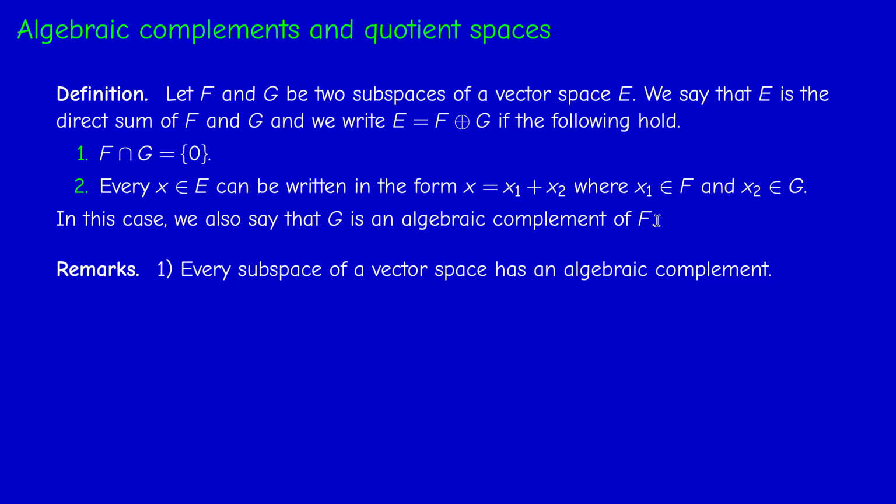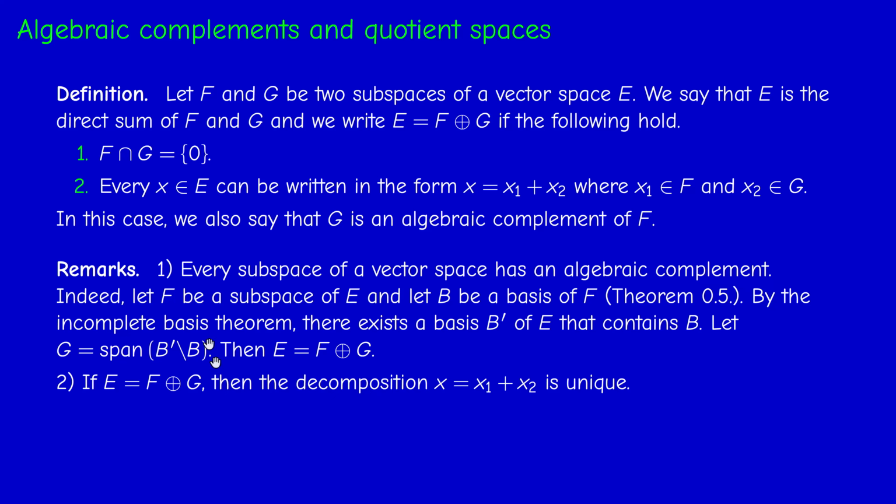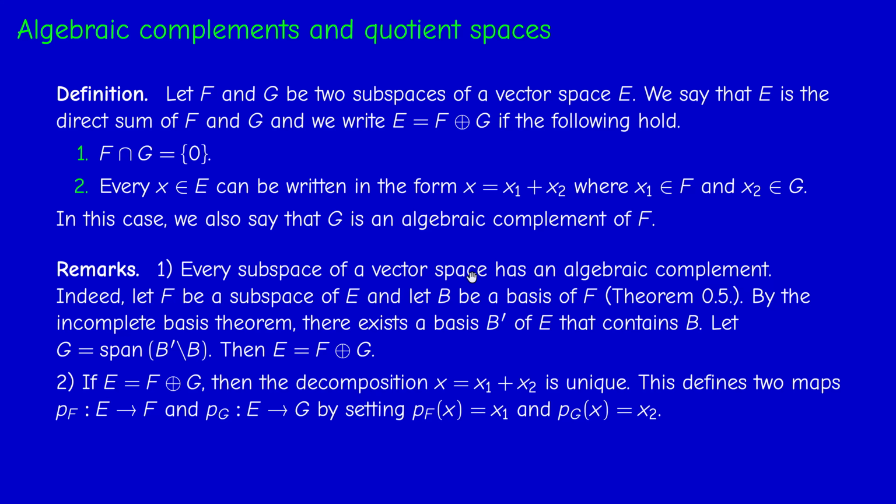So if we take any subspace F of E, as we know, F has a basis according to theorem 0.5. So take a basis B of F. And now complete this basis. So B is linearly independent. So it's not a basis of E, but we can augment it to obtain a basis B prime of E. And therefore, if I take G to be the span of the difference between B prime and B, what I added here, then it's easily shown that E is the direct sum of F and G. So G is the complement. Actually, the algebraic complement is not unique, but two algebraic complements are isomorphic, as you may know. And as I said, the decomposition is unique when we have a direct sum. So we have two projections now.